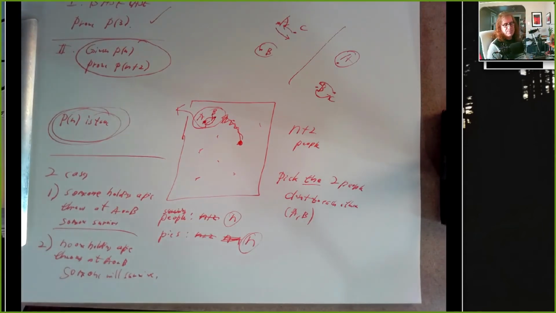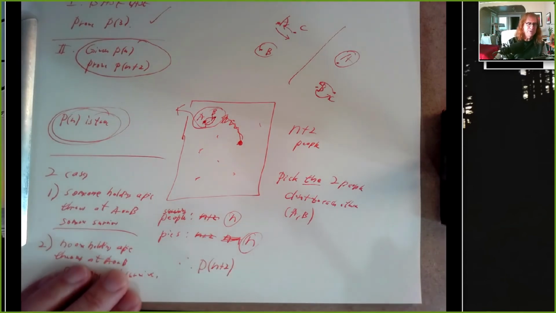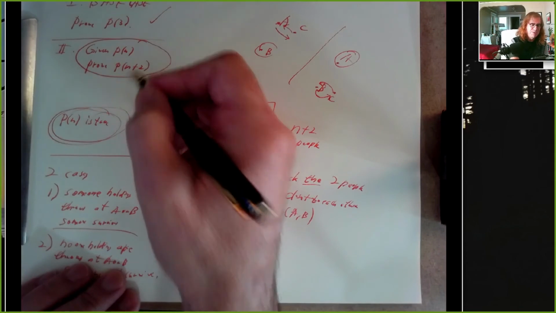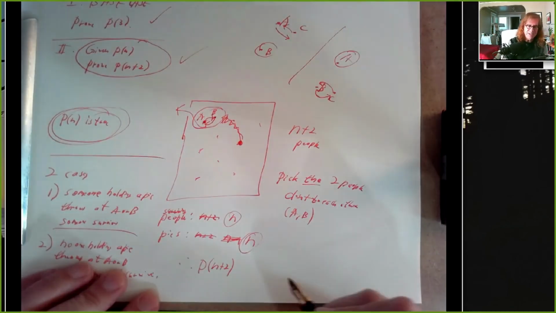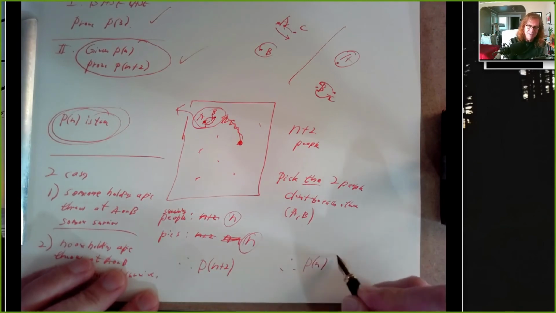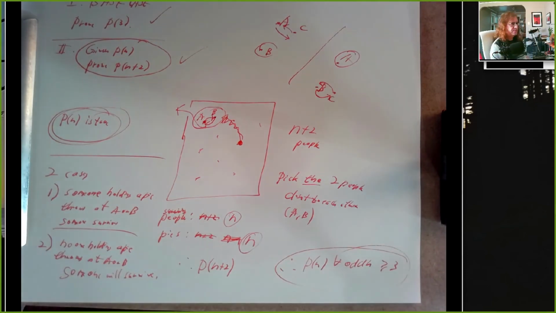And those are the only possible cases. So in either case, P of n plus 2 is true. And so given P of n, we proved P of n plus 2. That was our inductive step. We proved the base case. Therefore, P of n for all odd n bigger than or equal to 3. And you've proven the odd pie fight theorem.